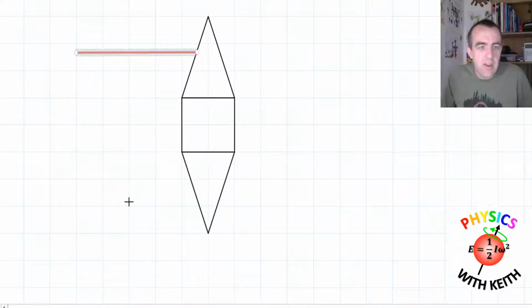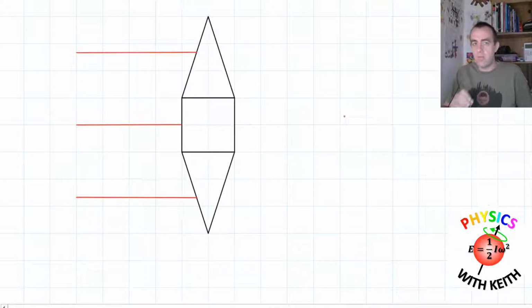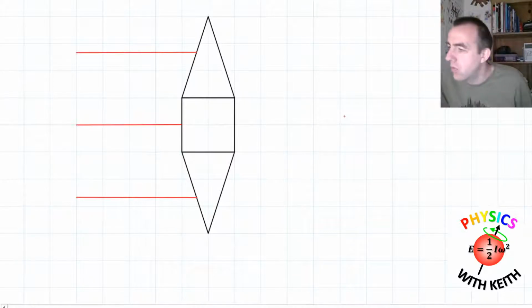We have a ray entering here. Let's have a ray entering here, and let's have a ray entering right in the middle here. Let's start with the ray that enters in the middle. What do you think happens next? Where do you think that ray goes?